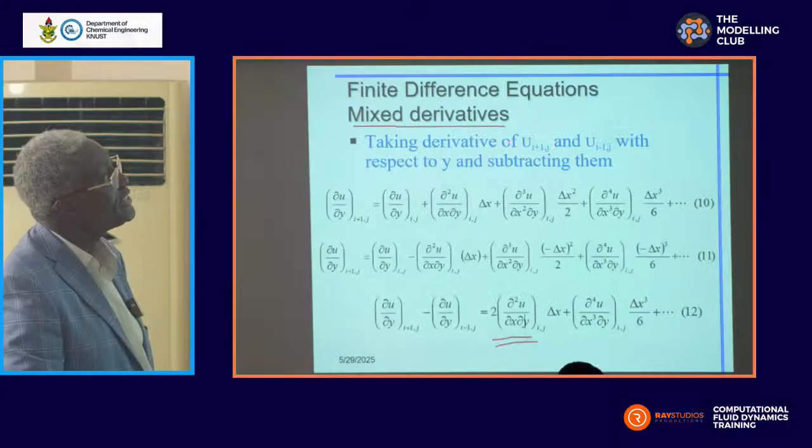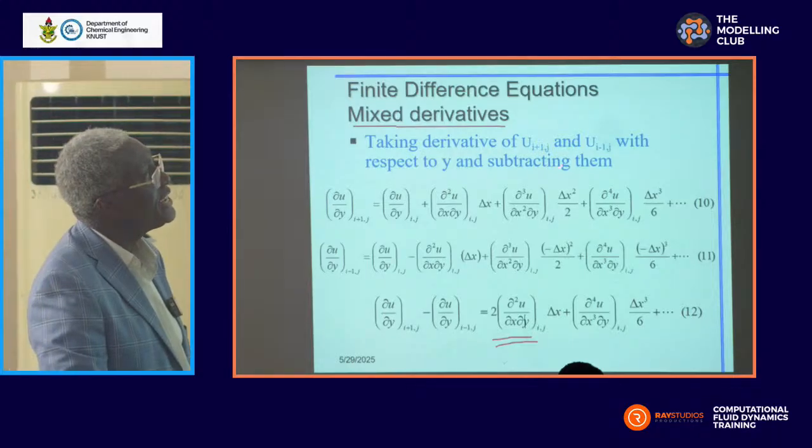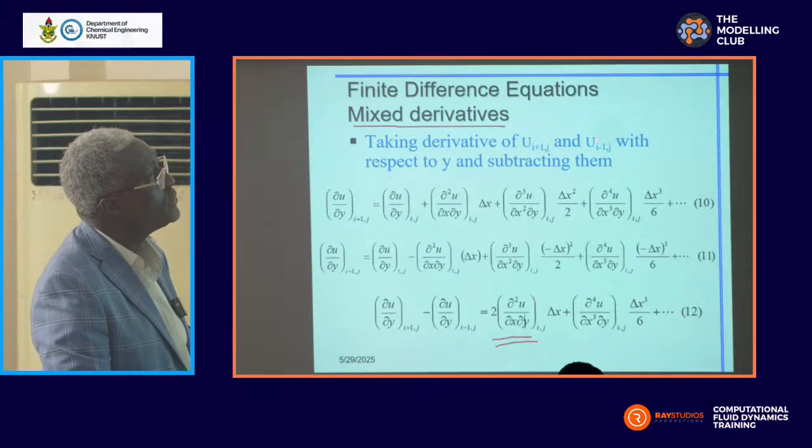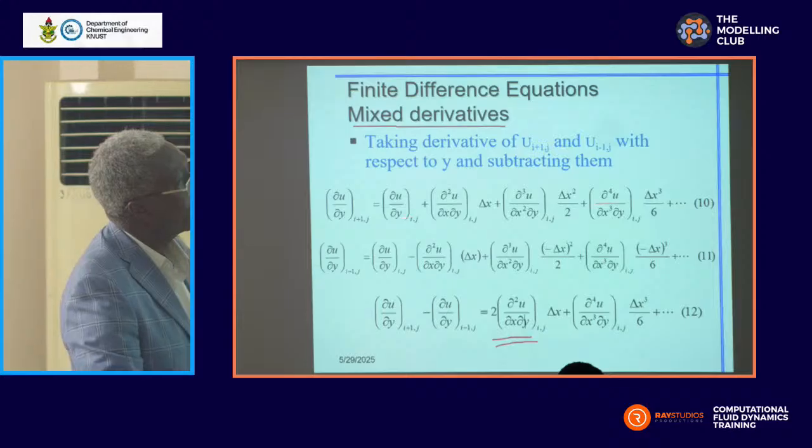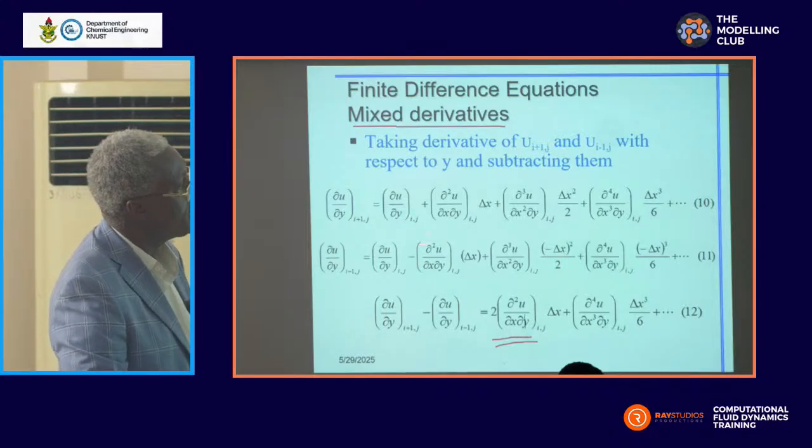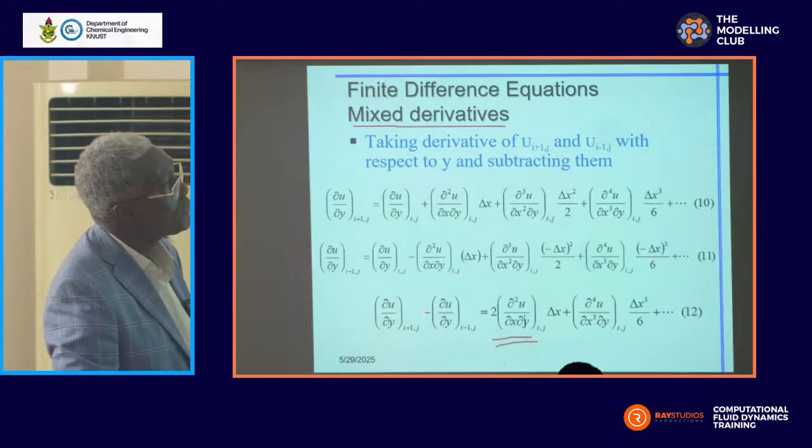So taking the derivative of u i+1,j and u i,j, that is, of the Taylor series expansion, you take the derivatives of the Taylor series expansion, and then you subtract them.